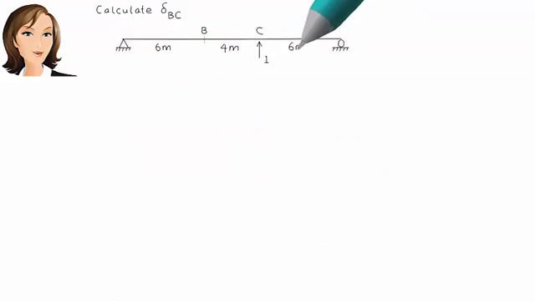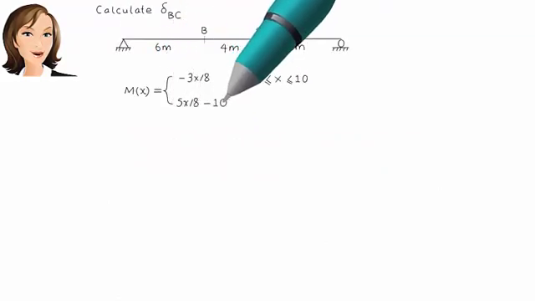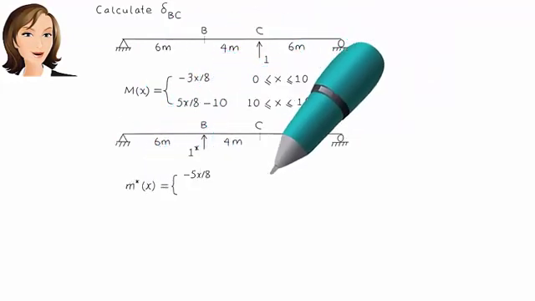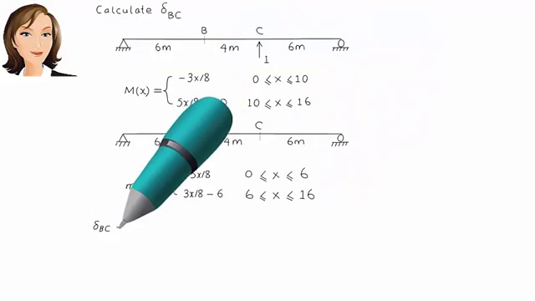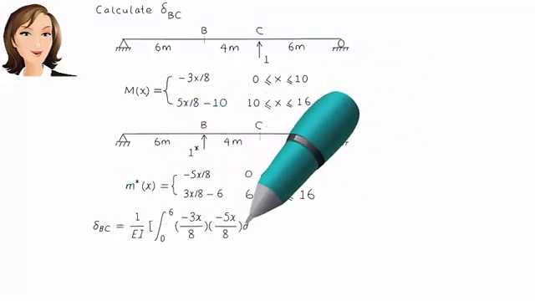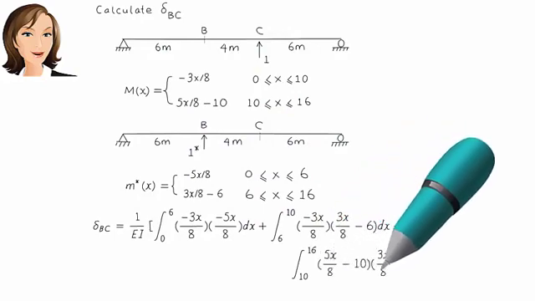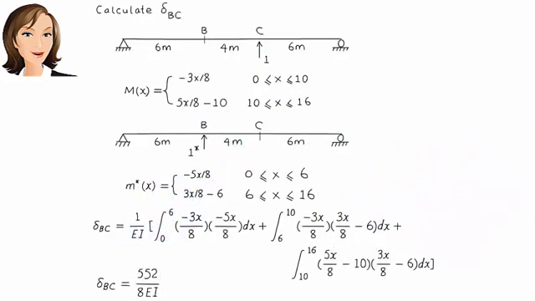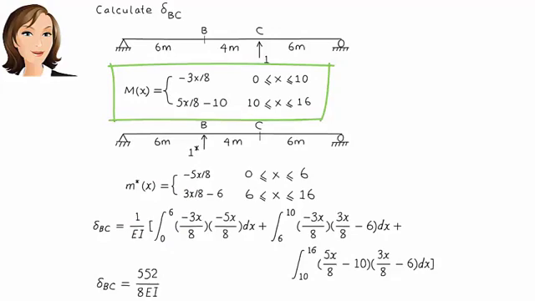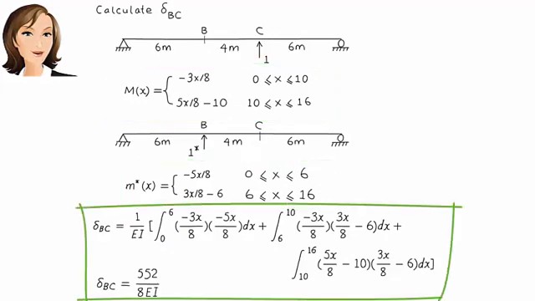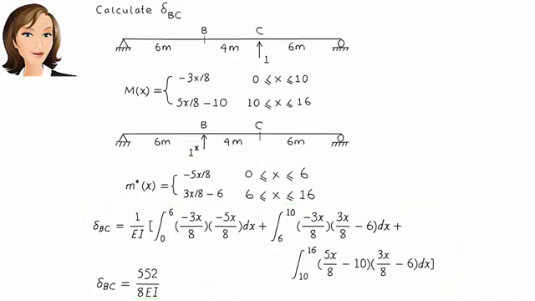Next, we determine delta BC. This is the vertical displacement at B due to a vertical unit load placed at C. In this case, m and m star are not the same since the real load and the virtual load are applied at different locations. Here is m. Here is m star. And here is the integral of m star.